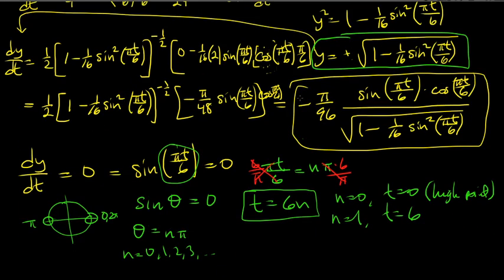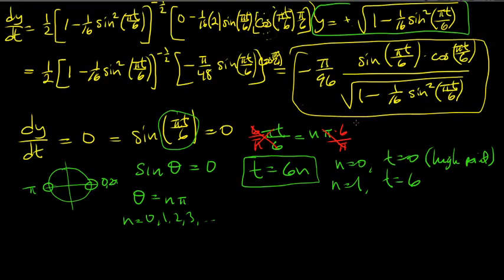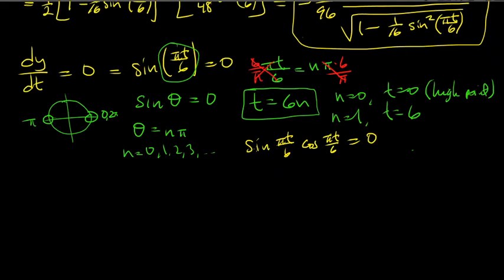Okay, so I took the derivative wrong, right? So it's really not where sine of pi t over 6 is 0. It's sine times cosine equals 0. And that's not as easy to solve. Here's what I'm going to do. I'm going to use the double angle formula. I hope you don't mind.